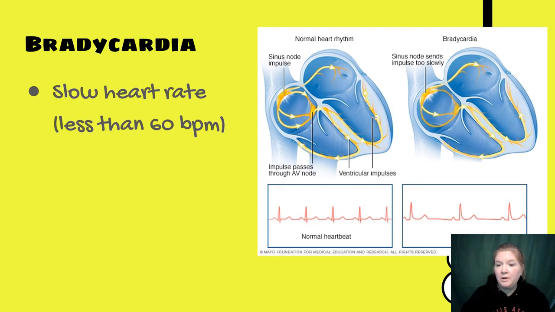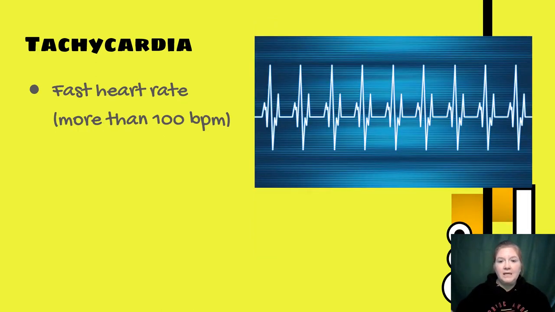So we've talked about this one already, so this should be easy. Bradycardia. Bradycardia is a slow heart rate. So remember, normal heart rate is 60 to 100 beats per minute. So bradycardia would be anything lower than 60 beats per minute. Tachycardia, remember, is fast heart rate. So anything above 100 beats per minute. And you can see in that EKG or ECG how close together those QRS and T waves are.